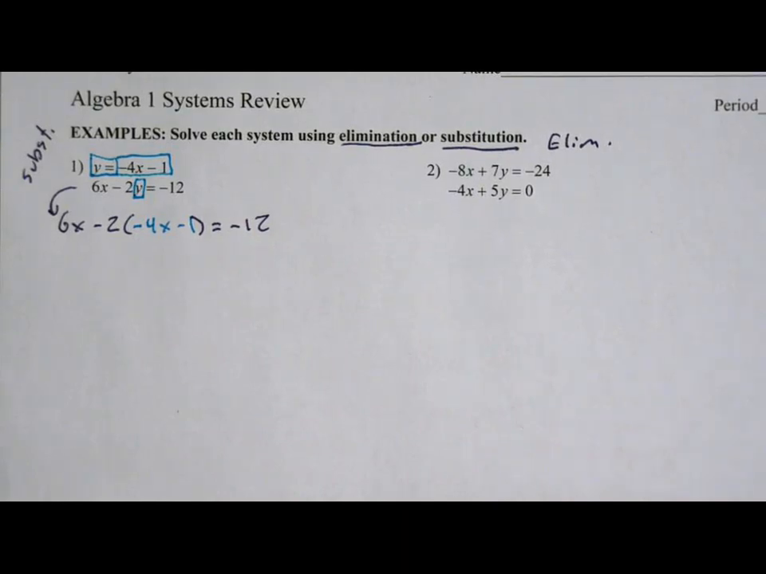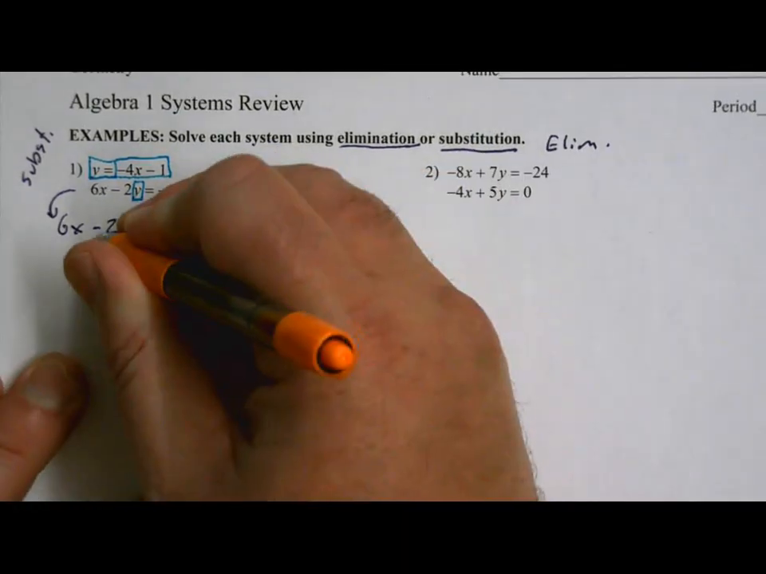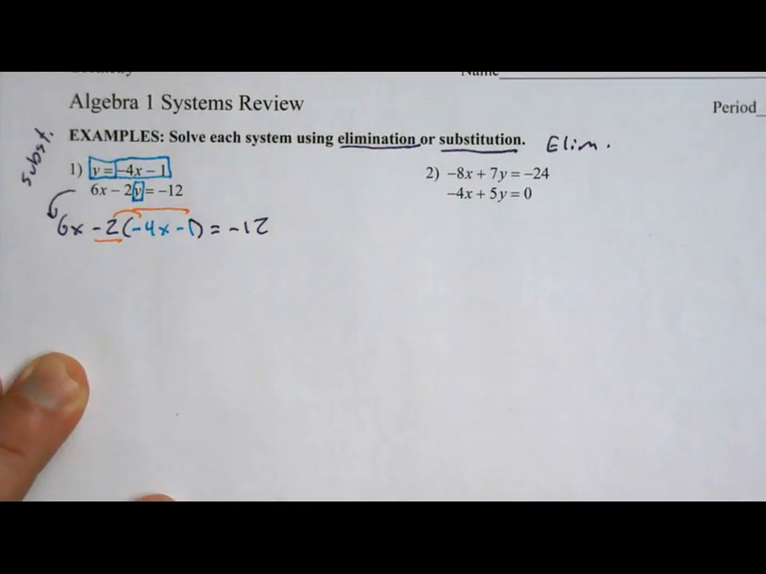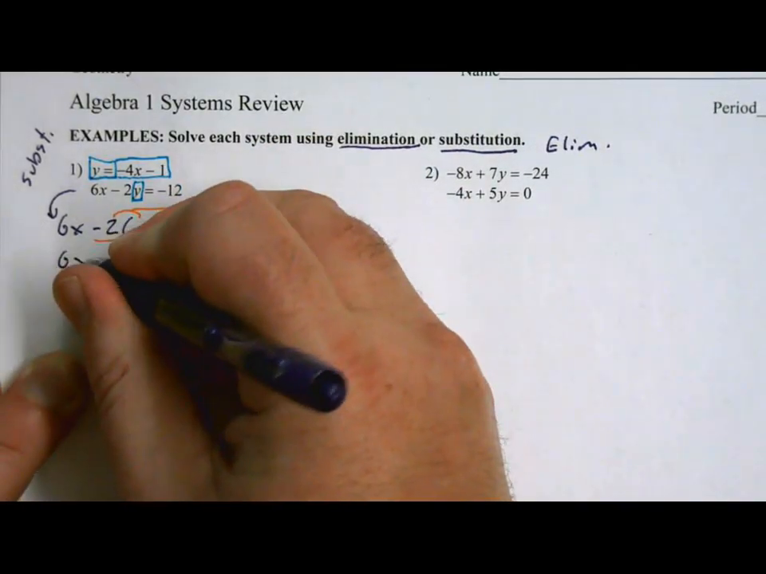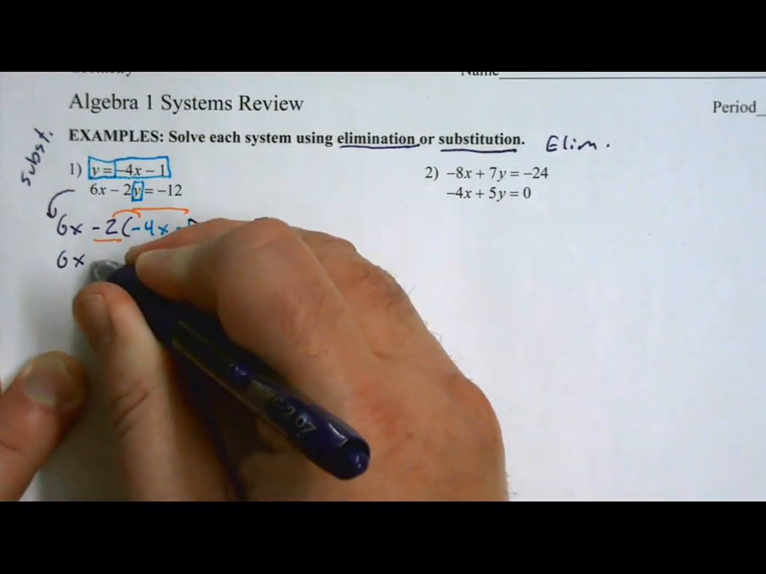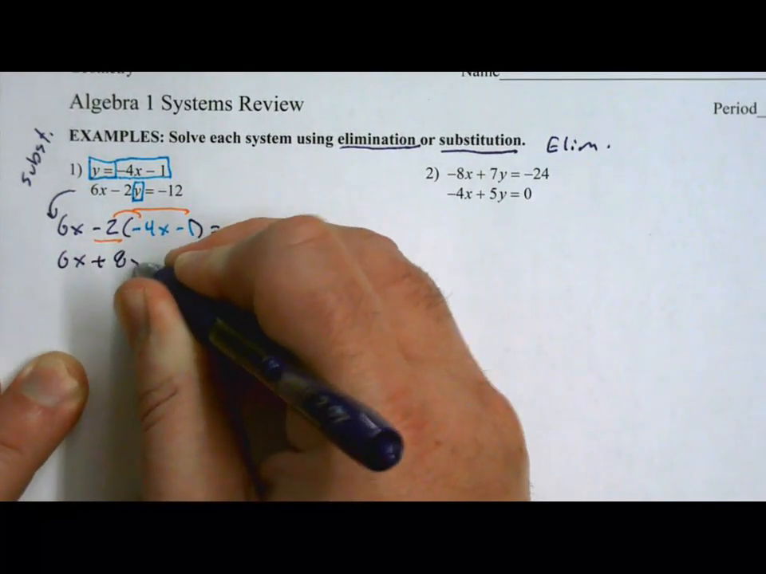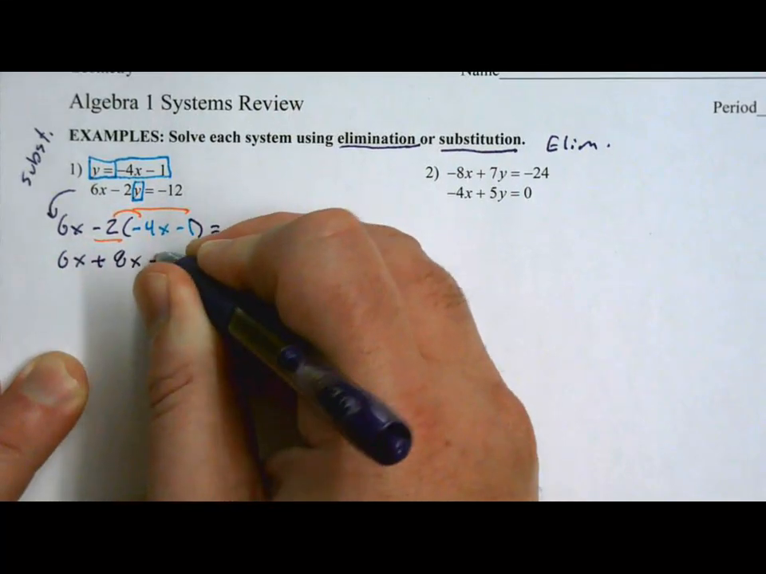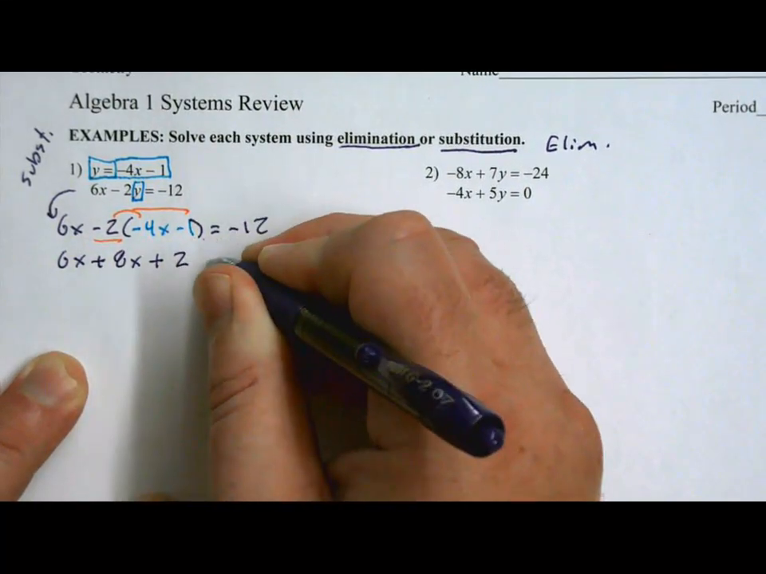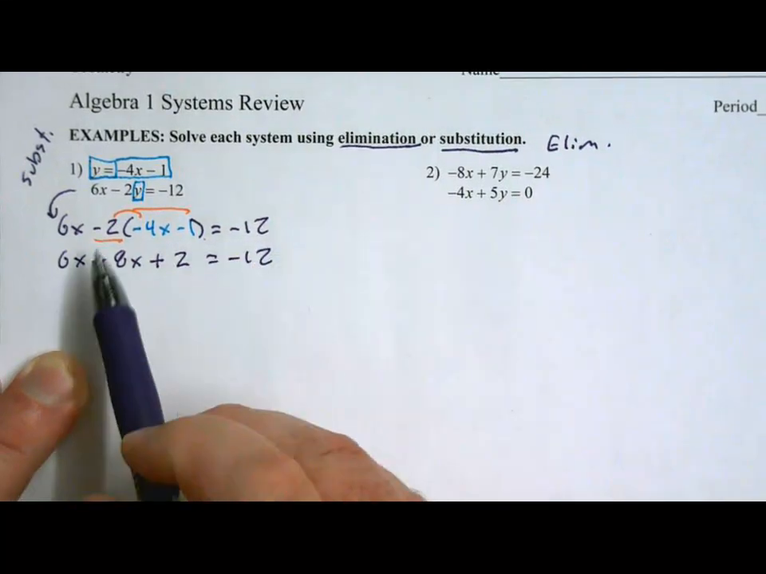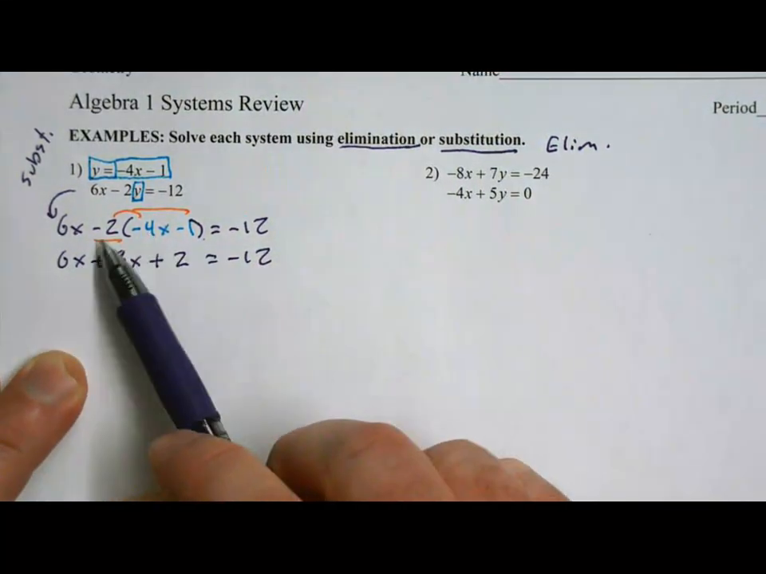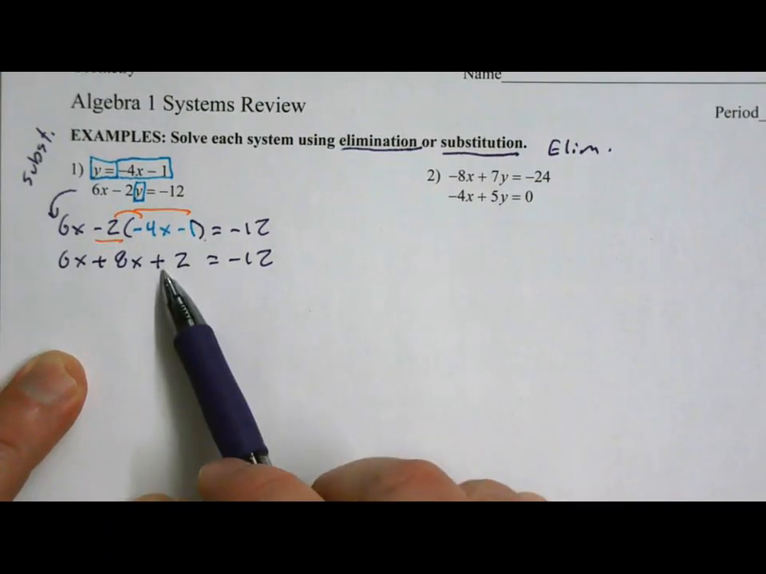So my first step in solving, I am going to distribute this negative 2. We'll be very careful with our negatives here. Negative times a negative, this is going to give me a positive 8x. Negative times a negative, this is also going to be a plus. 2 times 1 is 2, equals negative 12. And I make a lot of mistakes with negatives, so I'm just going to go back and double check that I got my signs correct there.